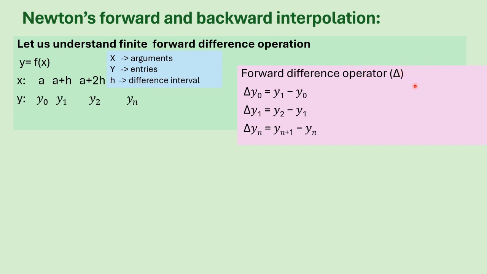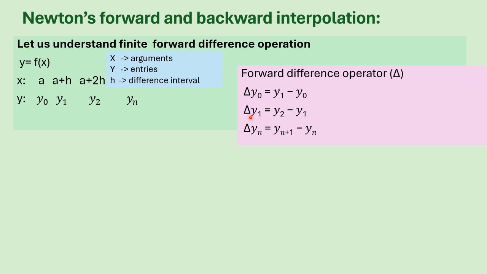So delta y0 is equal to the forward value minus the current value. Here the current value is y0. The forward value, the value which is ahead, minus the current value. For the forward difference operator, you have to think that the difference is between the forward value and the current value. That is the key point.